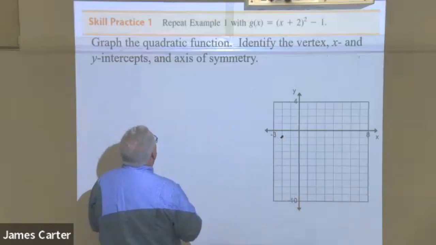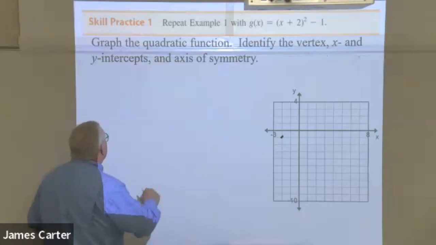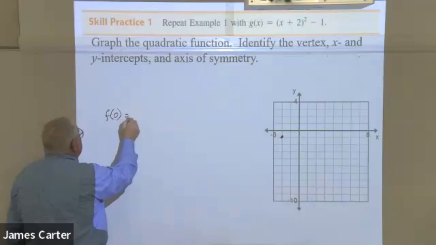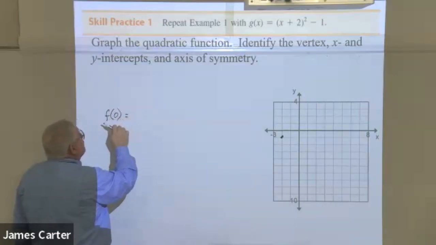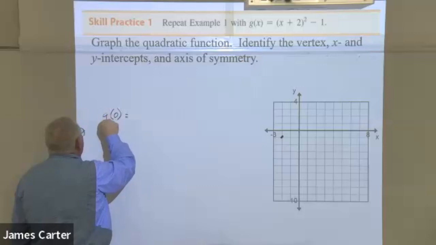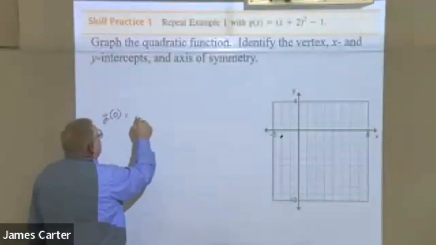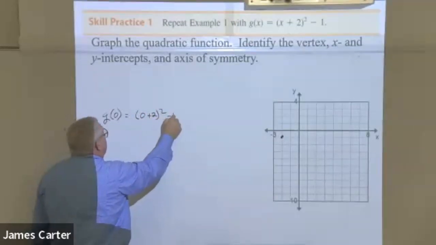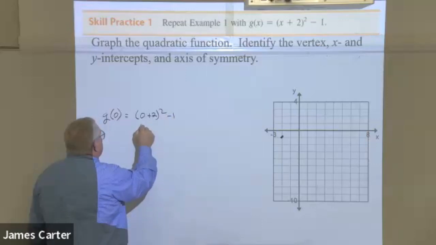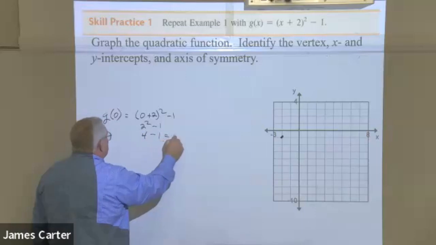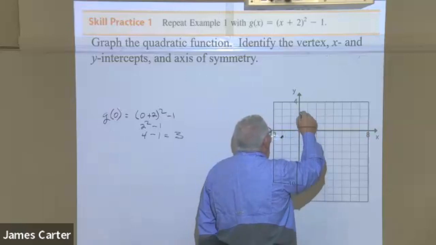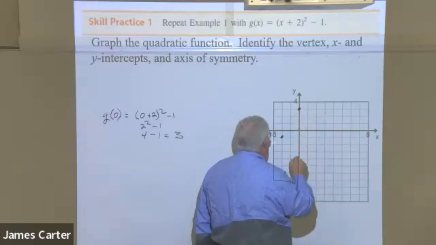Okay. Let's find the y-intercept. We're going to replace x with 0, so we would have 0 plus 2 squared minus 1 equals 2 squared minus 1 equals 4 minus 1 equals 3. So positive 3, 1, 2, 3, there is the y-intercept.